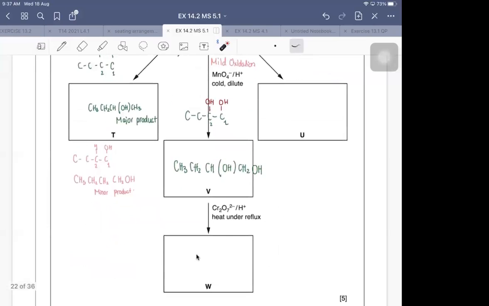The next reaction is not something that you have done, so I will just give you the answer. It is actually an oxidation of primary and secondary alcohol. So that's for your future reference as well. The answer for W is CH3CH2COOH. I will not explain that further.